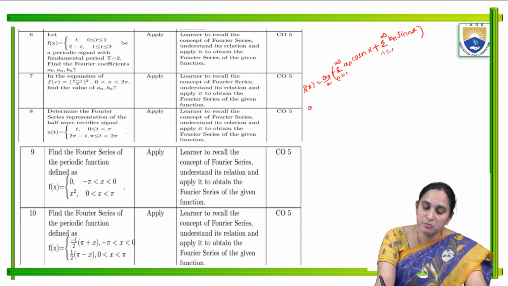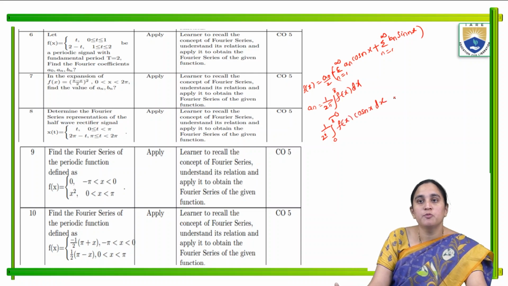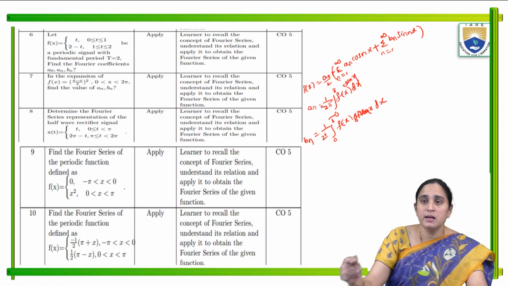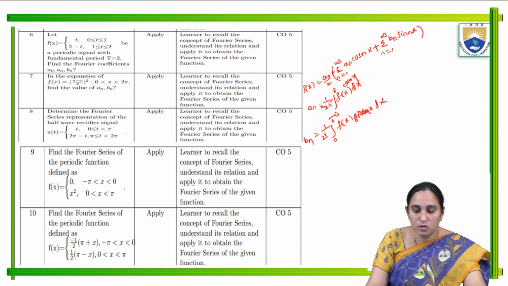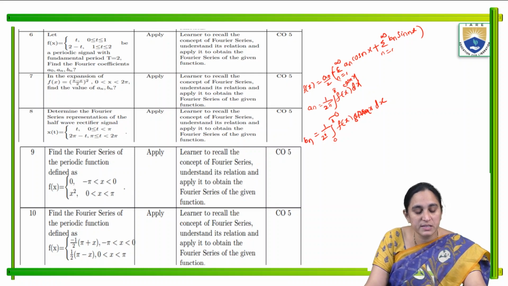For that, what is the formula of an? For a0 it is 1 by 2 pi into integral 0 to pi f of x dx, and 1 by 2 into integral 0 to pi f of x cos nx dx. Okay, this is the formula for the full range for finding a0. An means f of x into cos nx, and bn is with sin nx dx. According to the given limits we have to take the limit points for the formula. Okay, this is the concept of the 8th question. And next, seventh question, sorry.